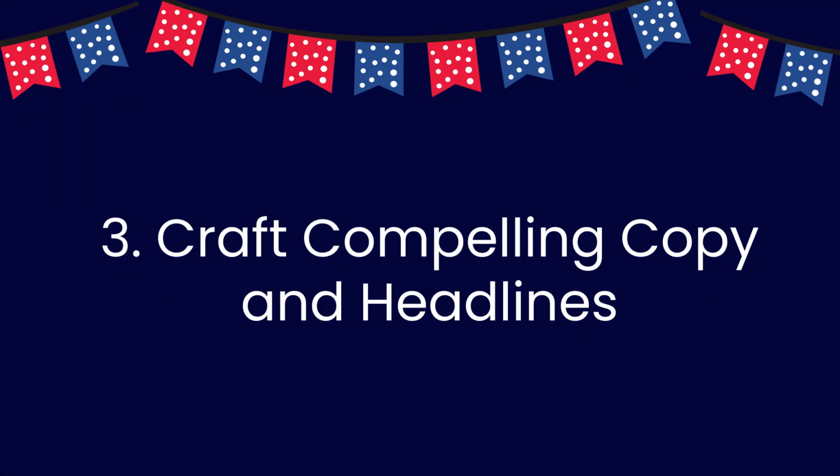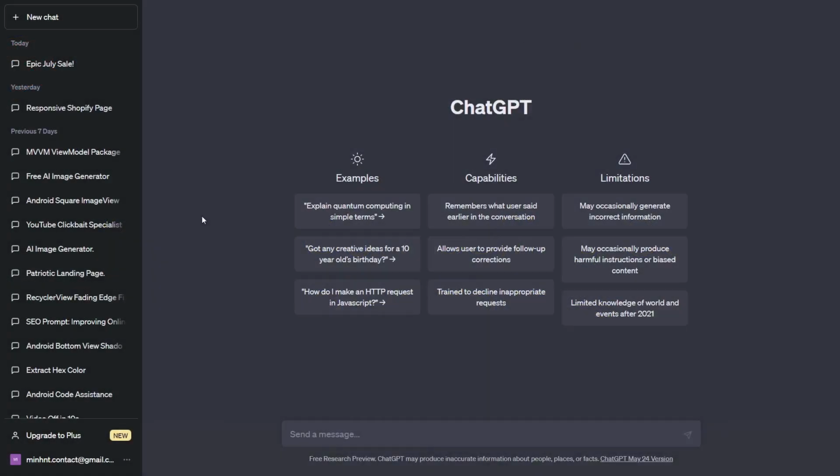After choosing the theme, you need to craft compelling copy and headlines. ChatGPT is a great way to generate engaging headlines and compelling copy. Use persuasive language to show the special discounts or promotions that are available during the holiday period to create urgency and instills excitement in potential customers.